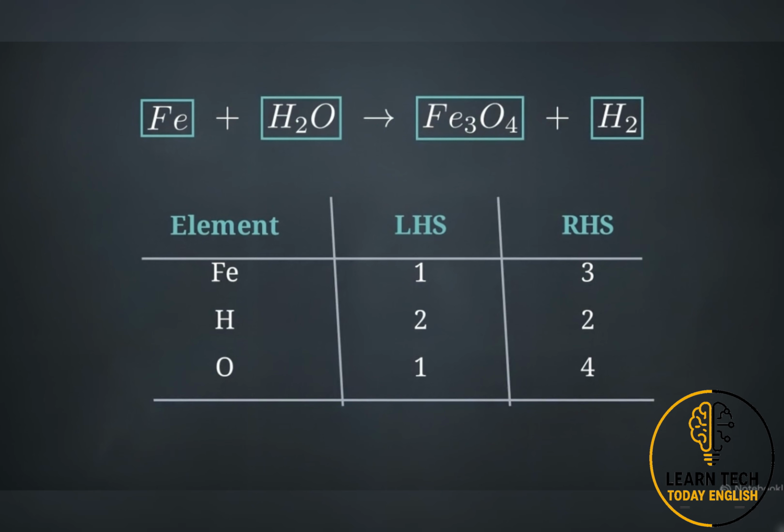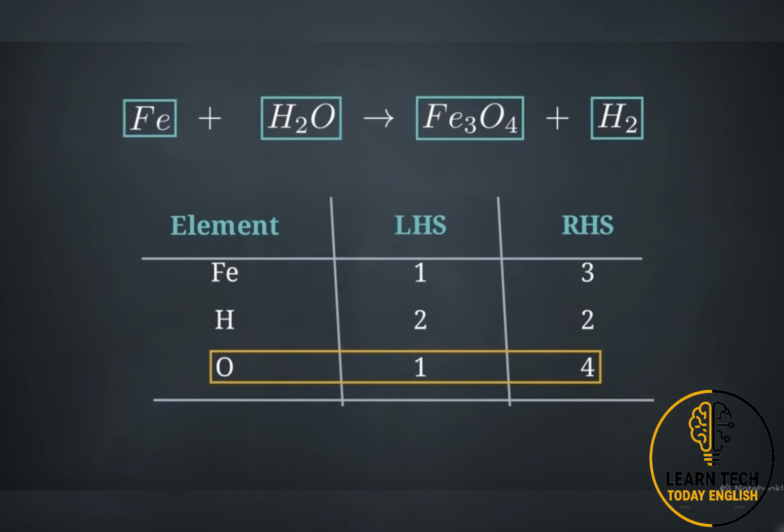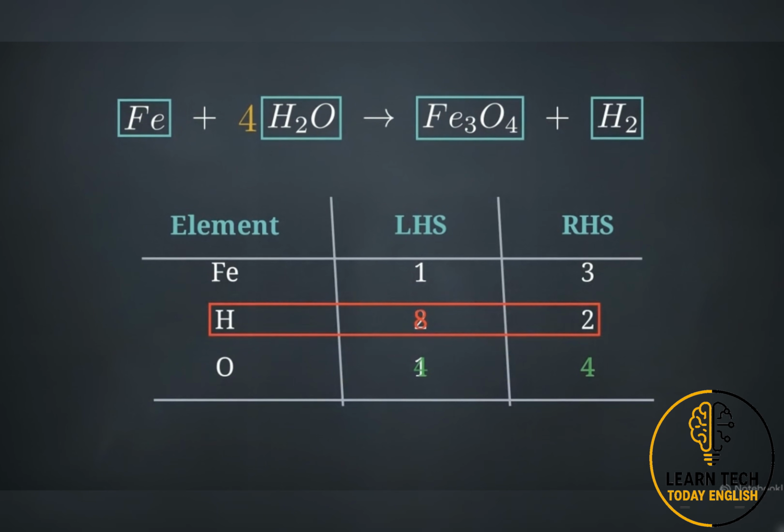To balance this efficiently, we target the element with the largest discrepancy first. Here, it is oxygen. To match the 4 oxygens on the right, we place a coefficient of 4 in front of the water molecule on the left. This adjustment also affects the hydrogen. Because that 4 multiplies everything inside the water box, the oxygen is now balanced, but the table shows we now have 8 hydrogens on the left side. Now the hydrogen is unbalanced.